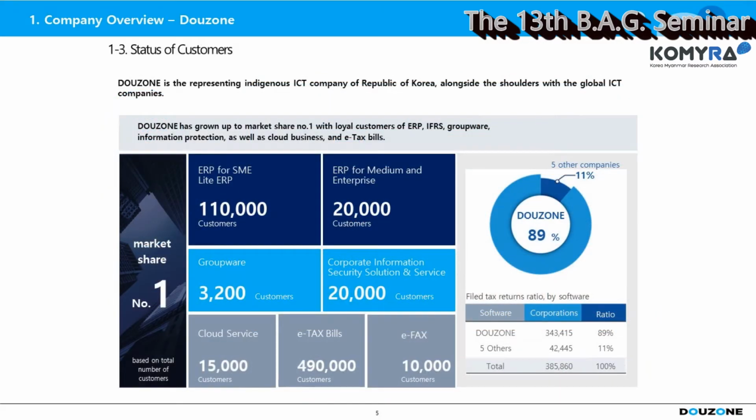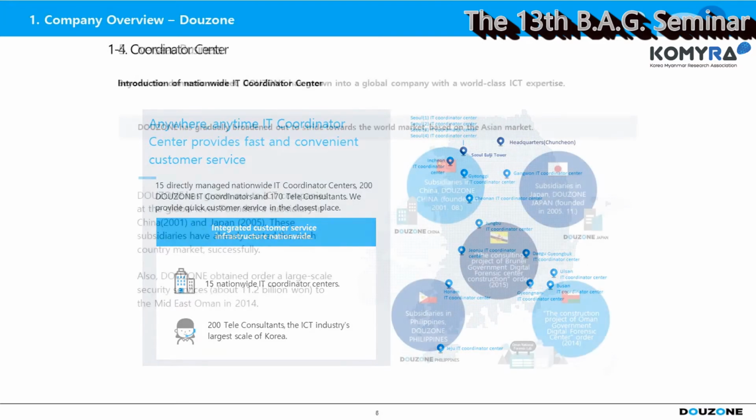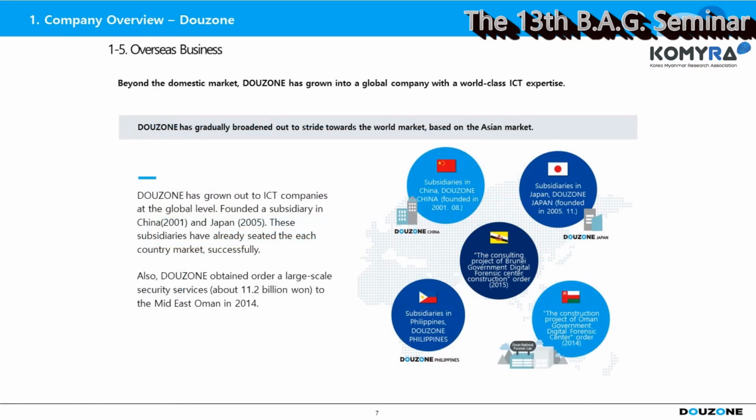I think the reason Douzone is the #1 ICT company in Korea is that we always think about better service. Better is very important because Douzone means better in Korean. Currently, there are 15 coordinator centers in Korea with 200 consultants, who support Korean SMBs in building their ICT environment. Also, we have 5 branches overseas: China, Japan, Philippines, Brunei, and Oman.